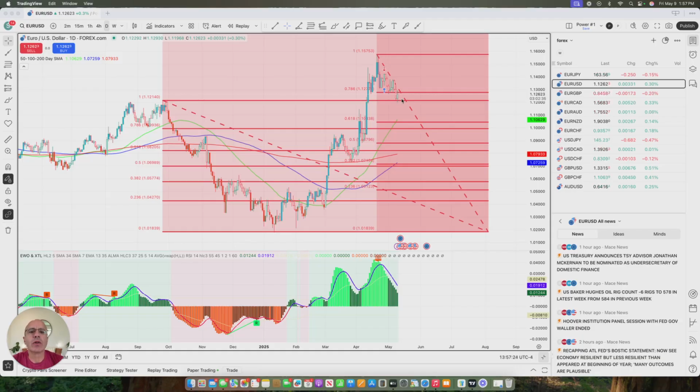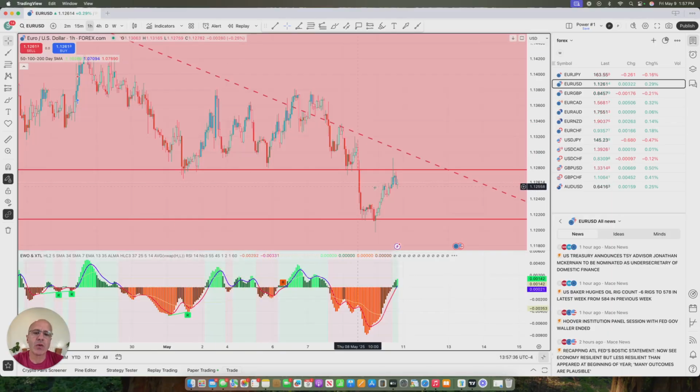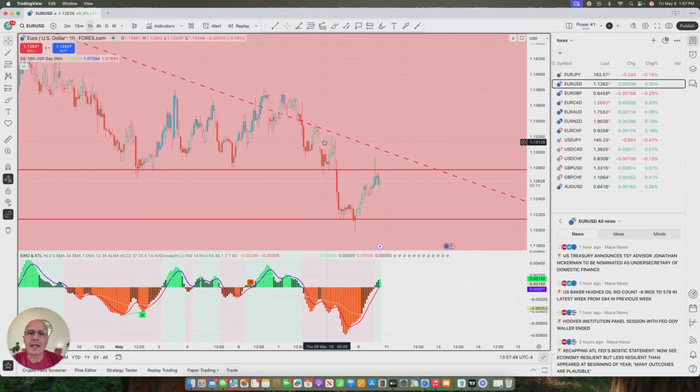So how do we know that this rebound from this strong support, the double top that we have right here, will be the last move to the downside? We don't know yet. So we go to an hourly chart and check what the market is doing. Very simple.